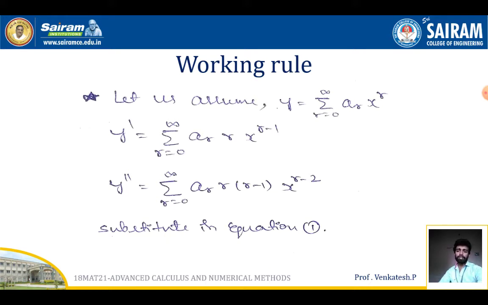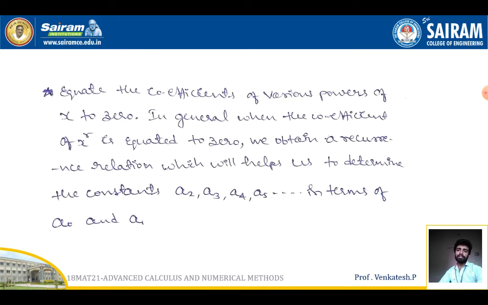Next is y double dash. Differentiating y dash again with respect to x, again I am keeping the constant, summation r from 0 to infinity a r into r as it is. Differentiating x power r minus 1, I will get r minus 1 into x power r minus 2. Now replace all these three, y, y dash and y double dash, in equation number 1. After replacing these values in equation number 1, we have to equate the coefficients of various powers of x like x power 0, x power 1, x power 2 till x power r.